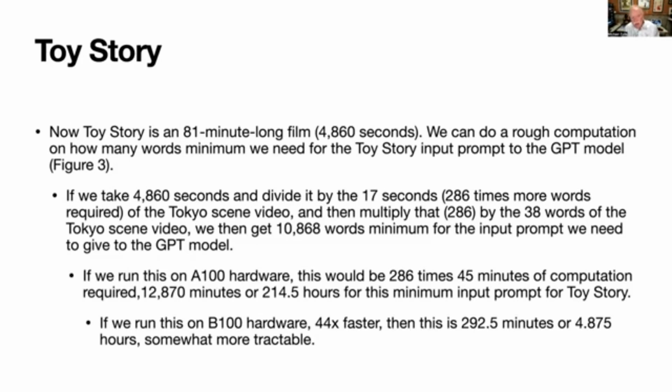Now, Toy Story is an 81-minute long film, 4,860 seconds, and we can do a rough computation on how many words minimum we need for the Toy Story input prompt to the GPT model. If we take 4,860 seconds and divide it by 17 seconds, that's 286 times more words required of the Tokyo scene video, and then multiply that 286 by the 38 words of the Tokyo scene video, we then get 10,868 words minimum for the input prompt we need to give to the GPT model.